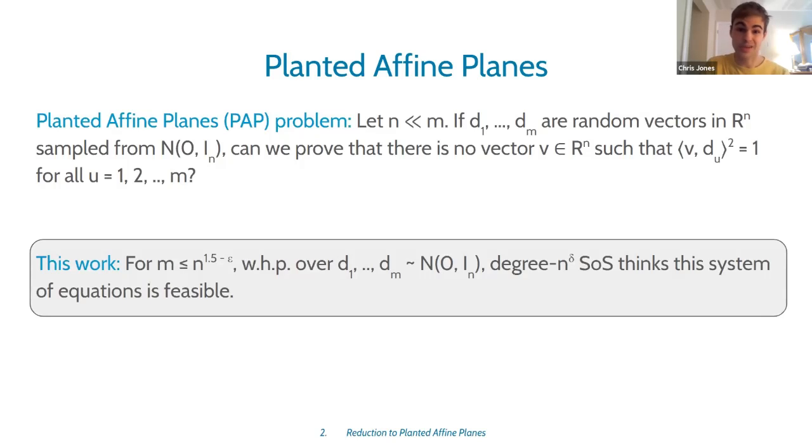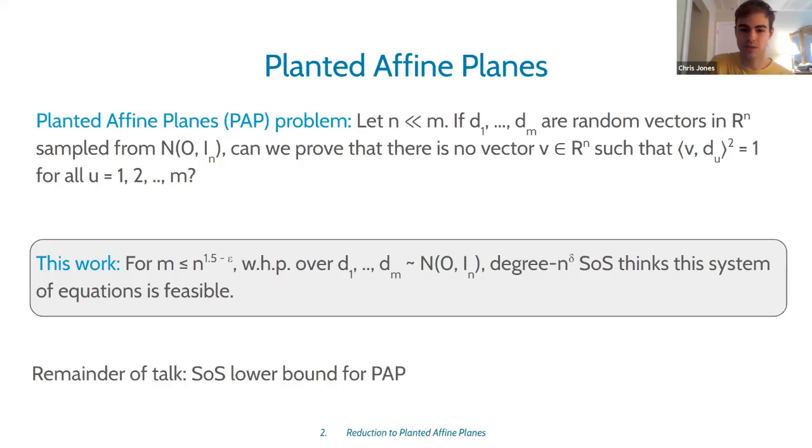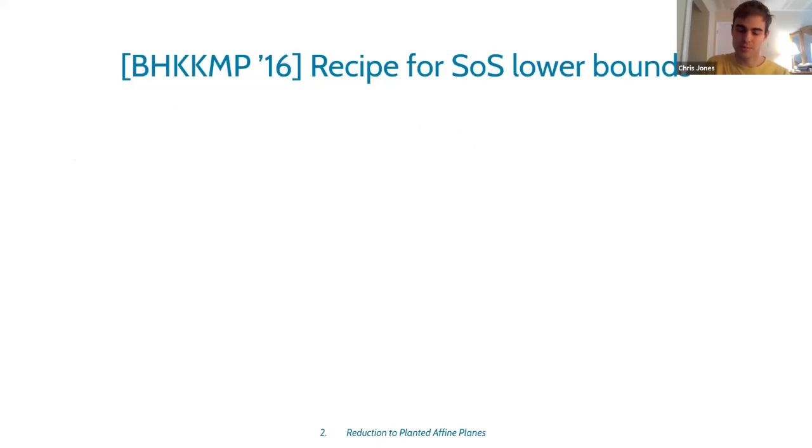So what we prove is SOS is not very good at refuting this problem. For m up to n^1.5, it still thinks this system of equations is feasible, even though, in fact, even for m some constant times n, this system is not feasible with high probability. The remainder of the talk is going to be the SOS lower bound for PAP. It's not really important to remember the details for the PAP problem. And using some work from one of the previous papers, MRX, we're able to reduce the Sherrington-Kirkpatrick problem to the PAP problem. Okay, so how do you prove a lower bound for this PAP problem?